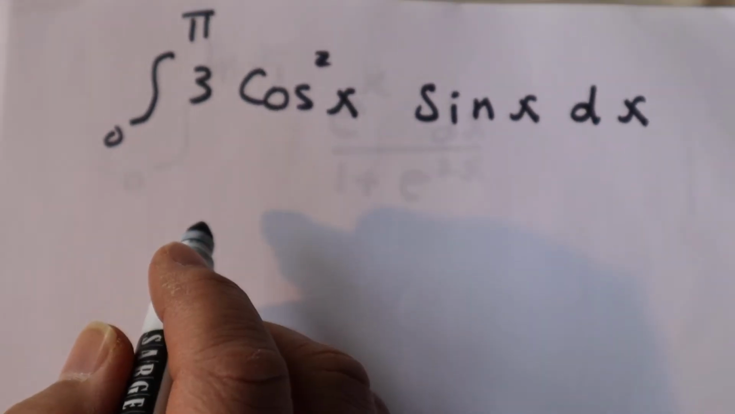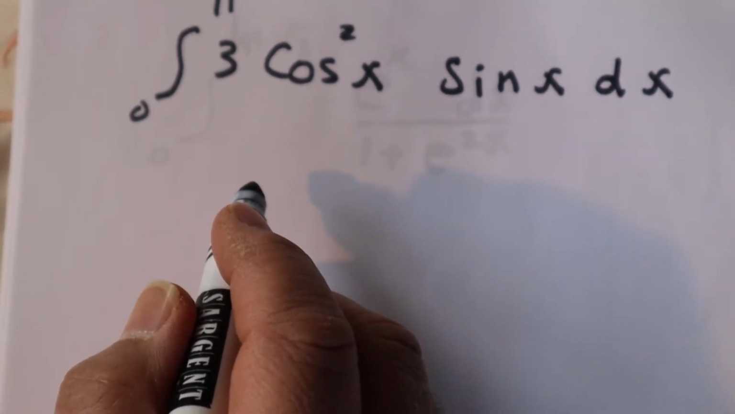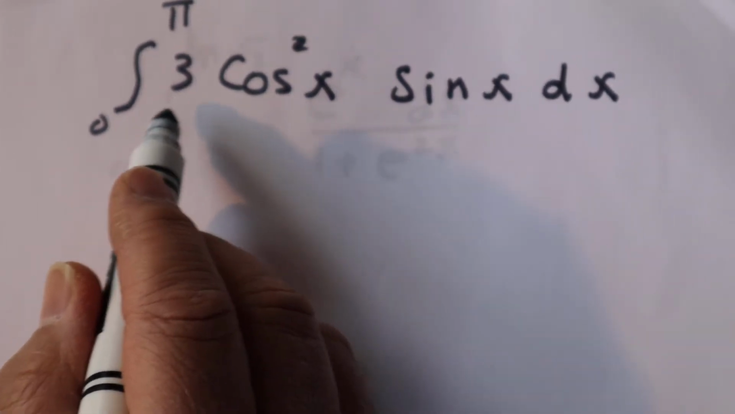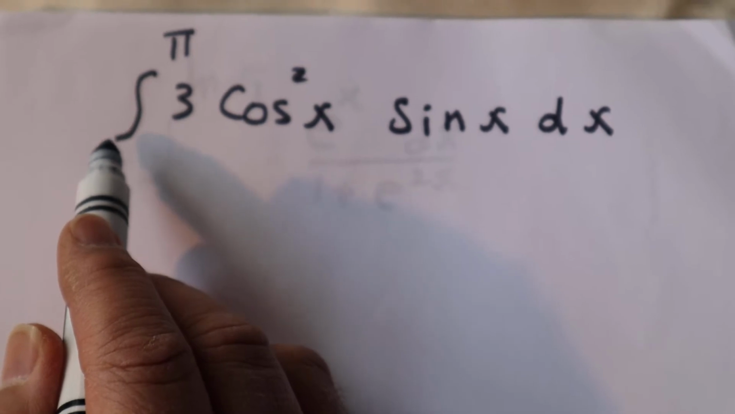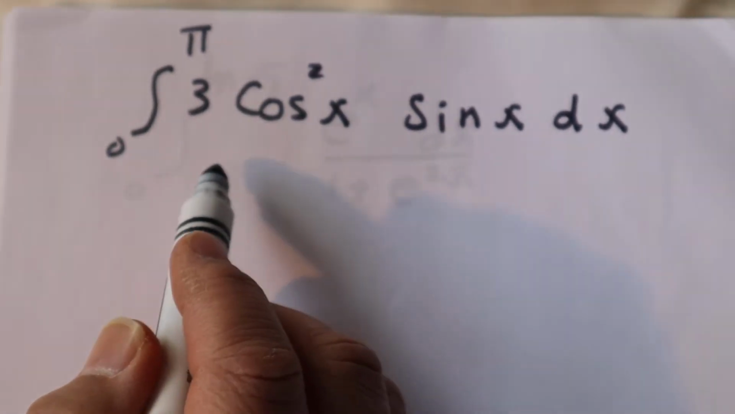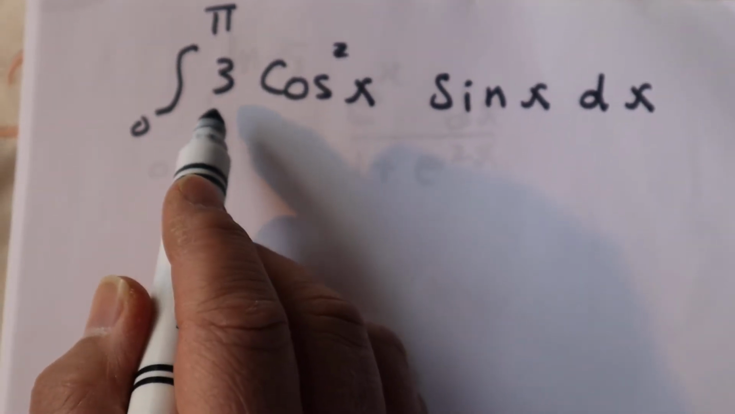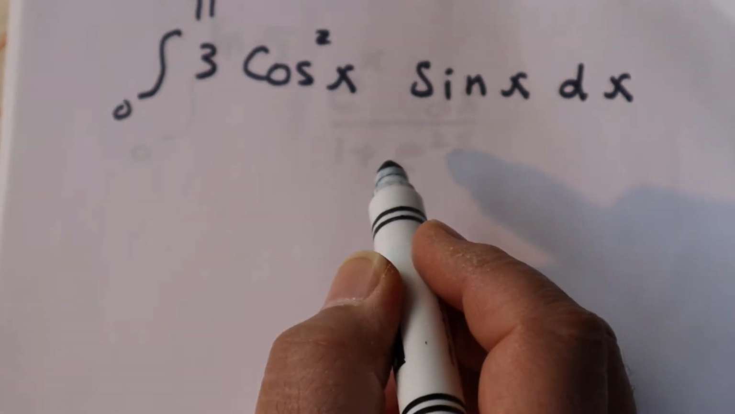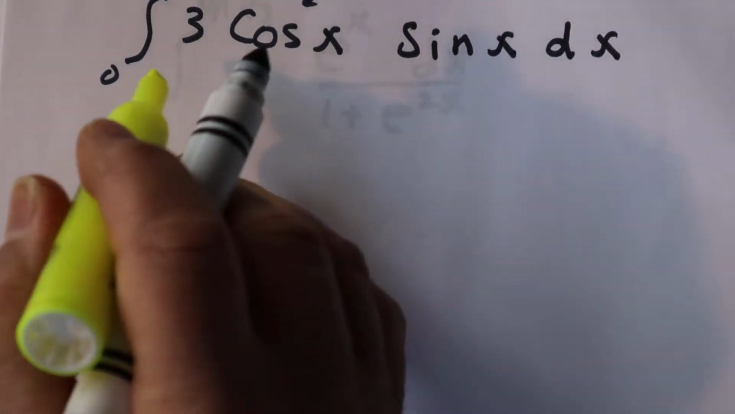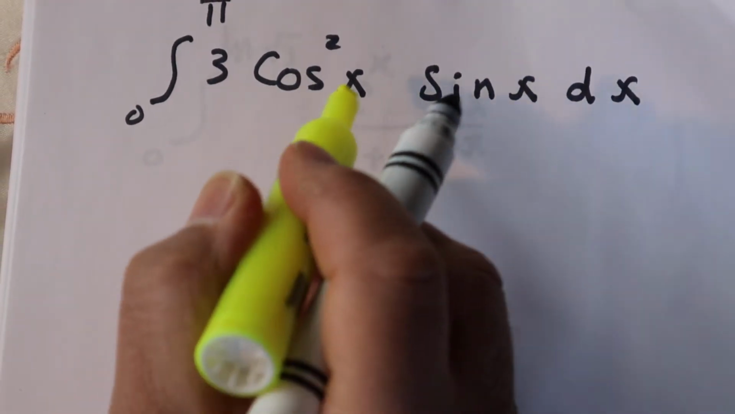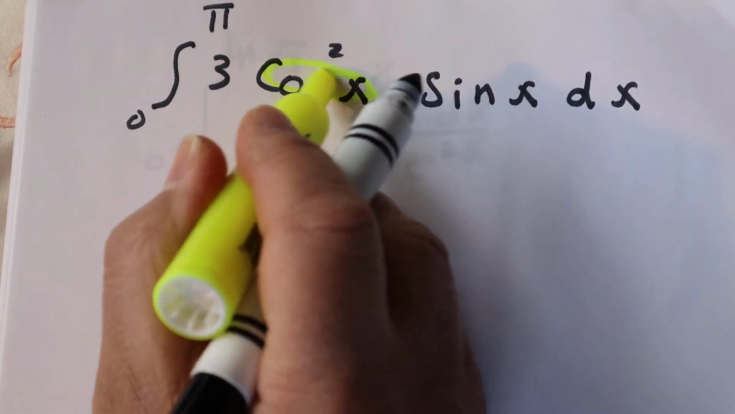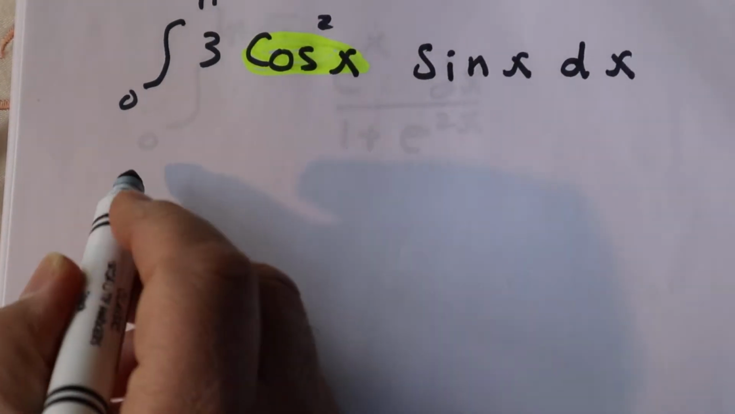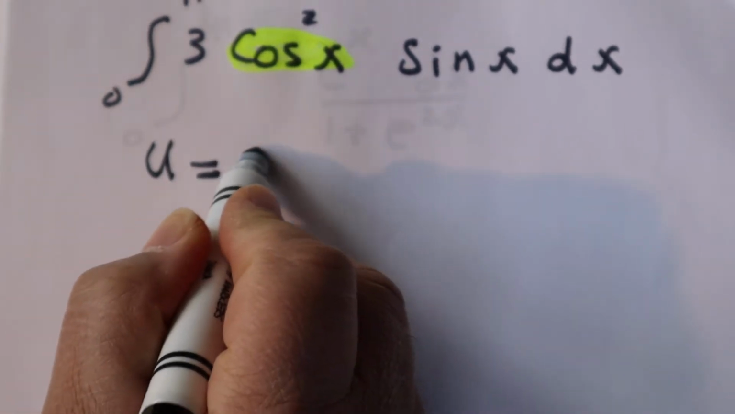Here is an example for integral using the substitution method. This example is very important. Find the integral from 0 to pi of the given function, which is 3 cosine square of x sine x dx. If we look at the whole situation here, you could capture cosine x, and we will set u equal to cosine x.